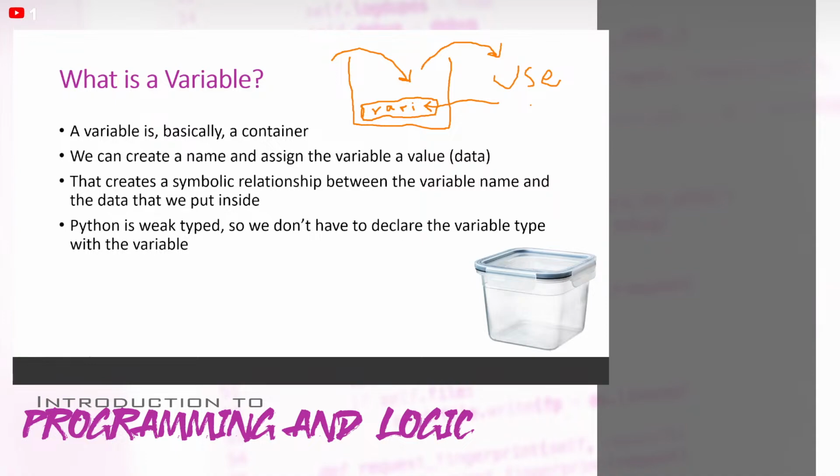All right, so any structure where we're holding any kind of data, we call that a data structure. There are a bunch of different types of data structures in programming. A variable is one of them. We'll talk about arrays and dictionaries as we move on through the course.